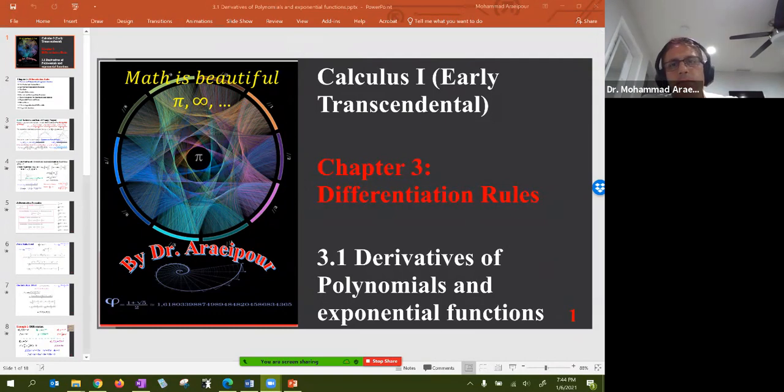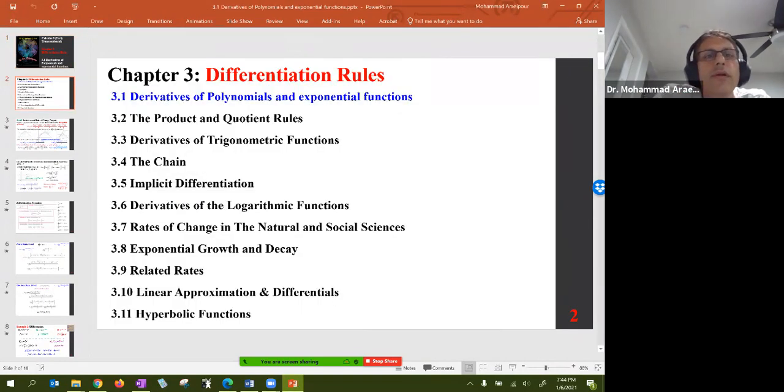So we are covering derivatives of polynomial and exponential functions, the product and quotient rules, trigonometric functions, the chain rule, implicit differentiation, derivatives of the log function, rates of change, exponential growth and decay, related rates, linear approximation and differentials, hyperbolic functions.